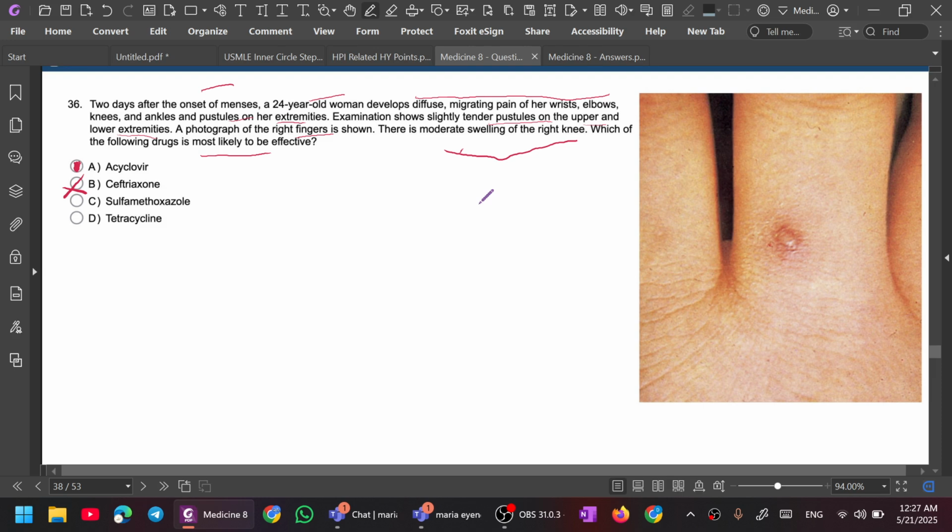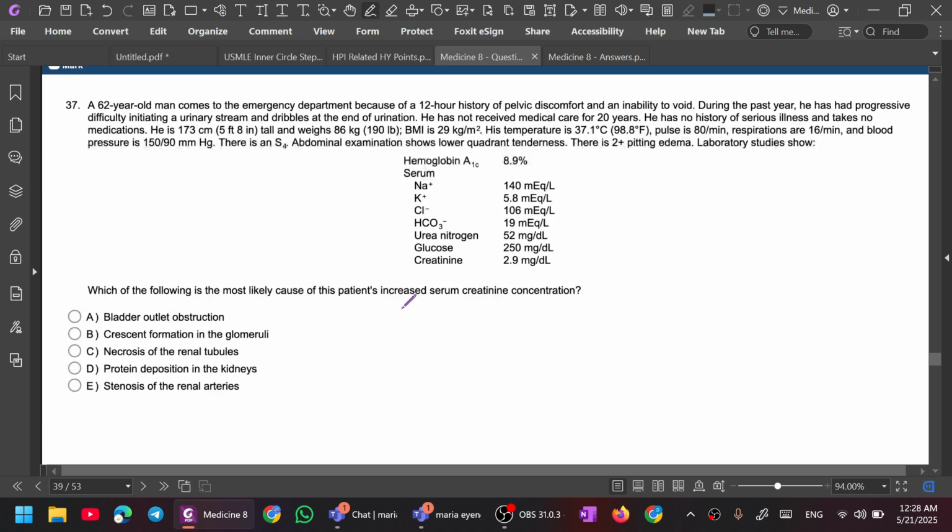I knew it was an STI, and the only STI that comes with dissemination is Neisseria. Yeah, it's the only one. But in the hand, herpes can happen. But herpes wouldn't cause the arthritis. It says she has the migrating pain in the wrists and elbows and all this, like polyarthralgia. It is not septic arthritis. Herpes wouldn't cause that. Okay. You said moderate swelling in the right knee. Sorry, that's what I was looking for. The swelling in the right knee.